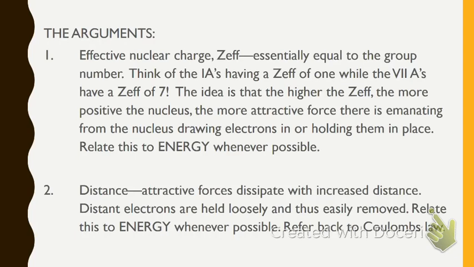Most people go ahead and just say effective nuclear charge, but if you did say ZEF, you're probably okay with that because that's what that means in chemistry. But basically, the higher the effective nuclear charge, the more positive the nucleus, the more attractive force there is for the nucleus for the electron that they're holding in place. And we want to relate this to energy whenever possible. So we would say, for instance, that if we're looking in the same period, let's look at period 2 and lithium to fluorine, we would say that fluorine has a higher effective nuclear charge, therefore it would require more energy to remove the electron, thus giving it a higher ionization energy than lithium. And that's how I would say that.